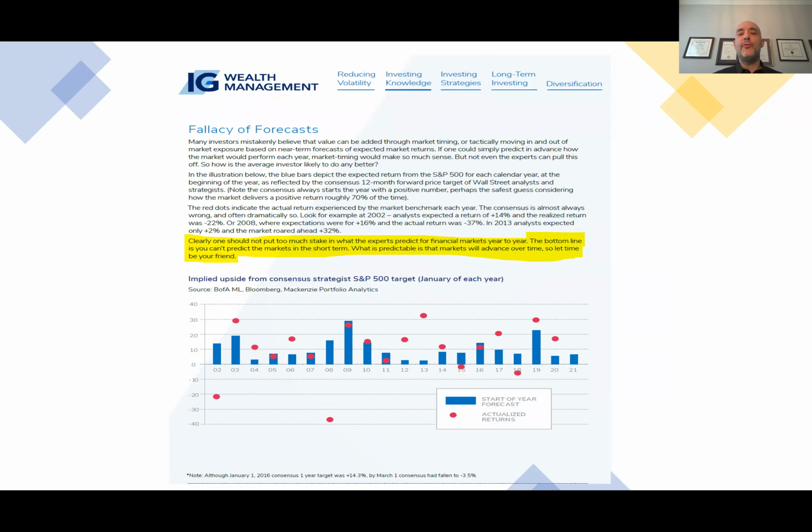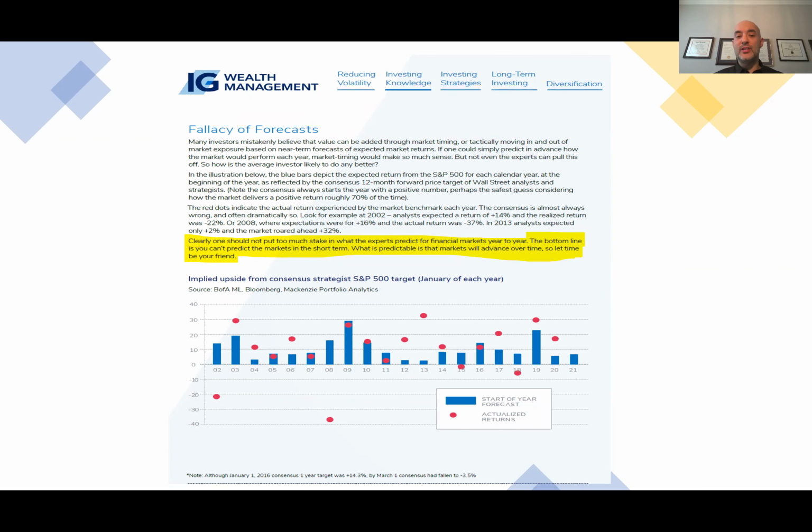We talk about the fallacy of forecast. We have to look at how indices, in this case the S&P 500, how there's a difference between what's expected versus what's actually realized. So if you look at the chart below, it looks at what the expected realized return differential is. And so the blue line represents what the expected rate of return is based upon what the financial analysts are looking at when they look at, for instance, a 12-month forward price target. And the red dot recognizes what's realized.